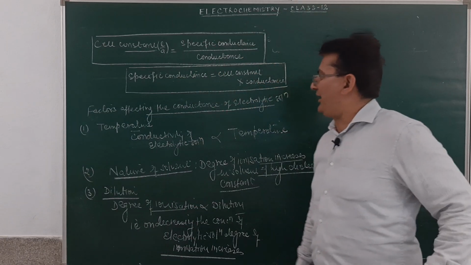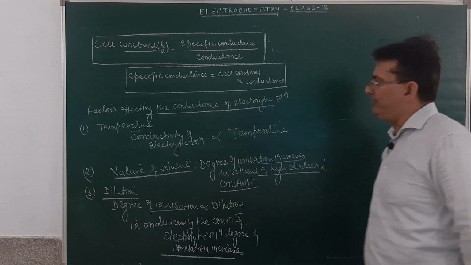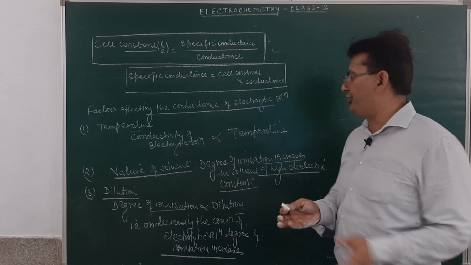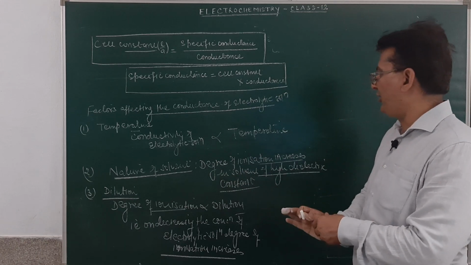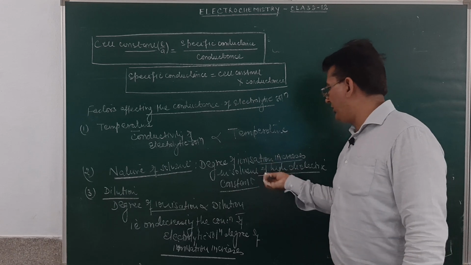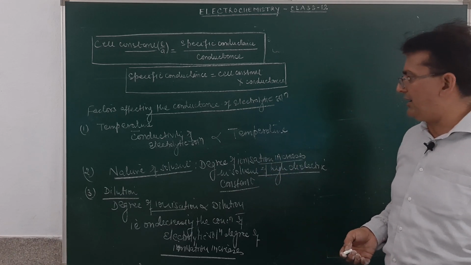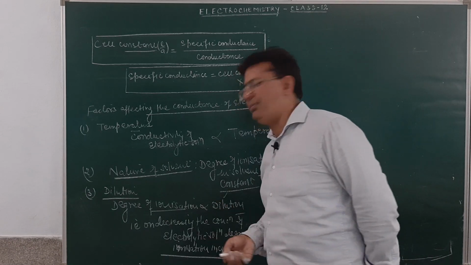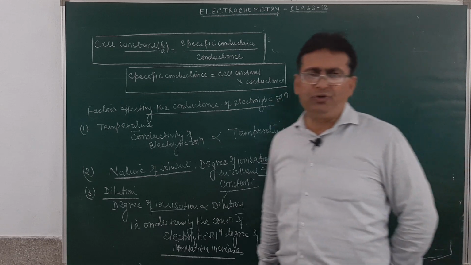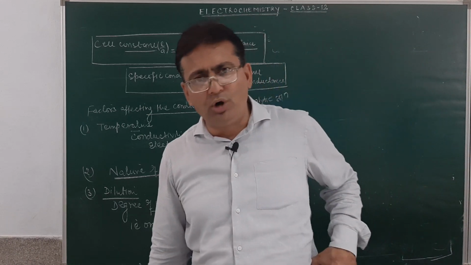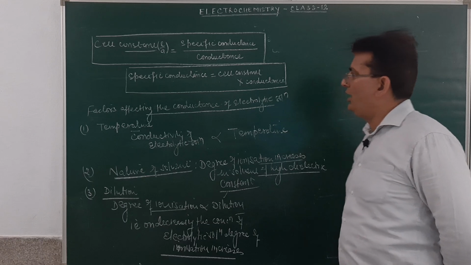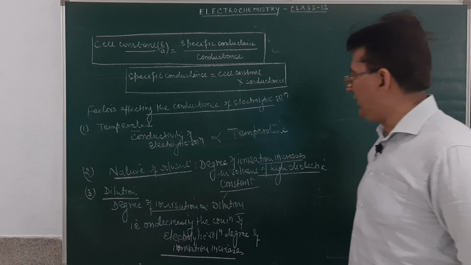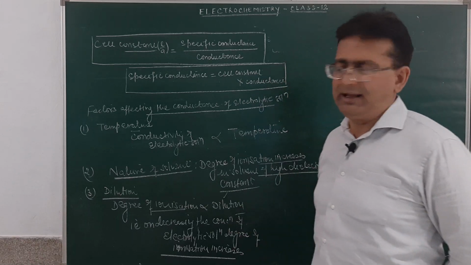So what are the various factors which affect the conductance of electrolytic solution? First is temperature. Conductivity of the electrolytic solution is directly proportional to temperature. Second is nature of solvent. Degree of ionization increases in the solvent of a high dielectric constant. Third is dilution. More is the dilution, more is the degree of ionization, and hence more will be the conductivity. That is, conductivity increases with increase in dilution.